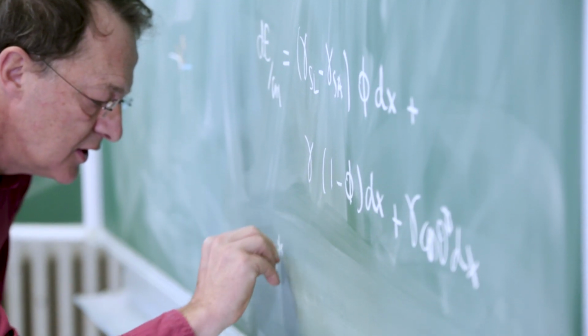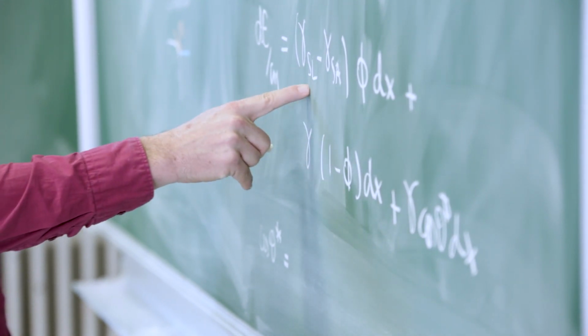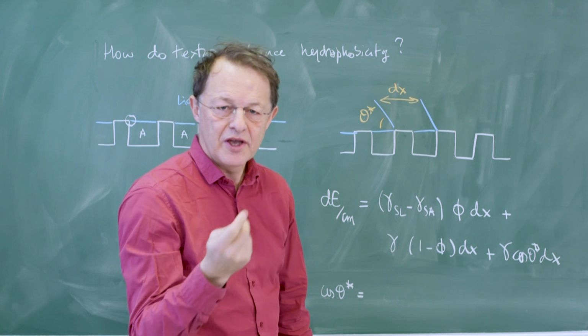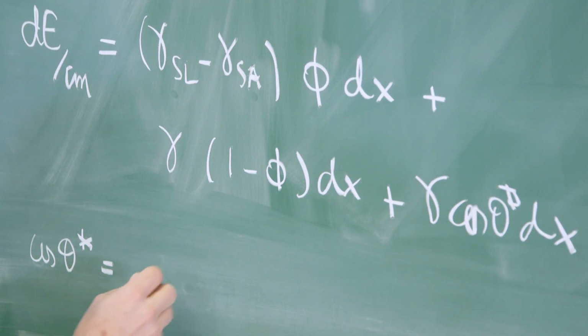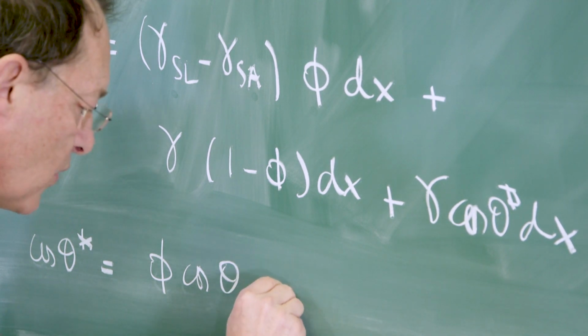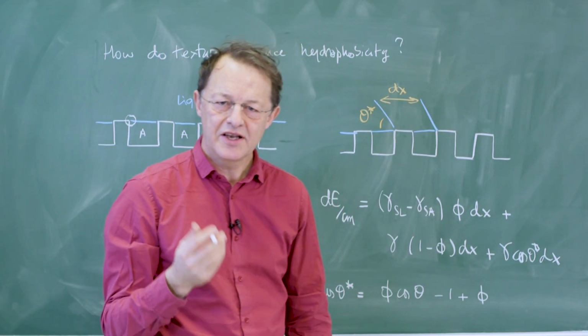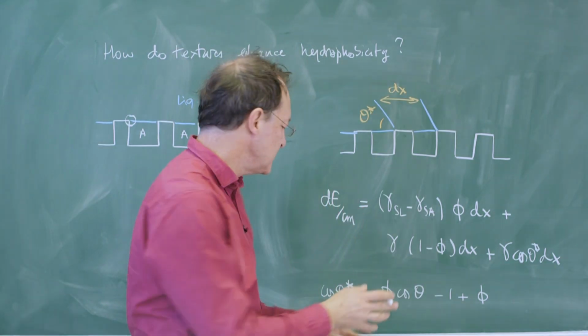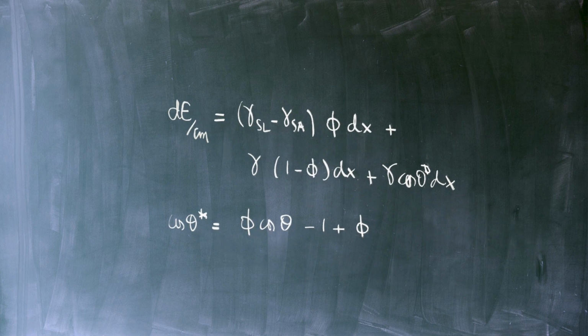Cosine theta star, as you can see, is sensitive to the density of pillars multiplied by a quantity where we can introduce cosine theta using Young's relationship. So the first term is phi cosine theta minus 1 plus phi. This relationship is sometimes called the Cassie equation, because the state where a liquid sits on the tops of pillars, or structures more generally, is called the Cassie state.